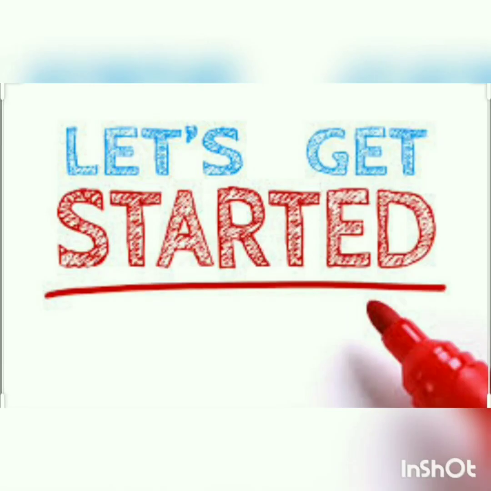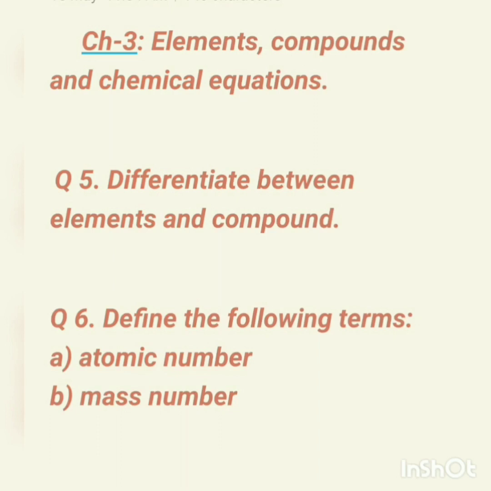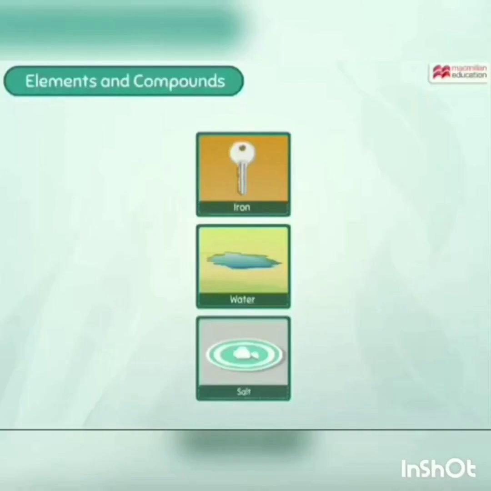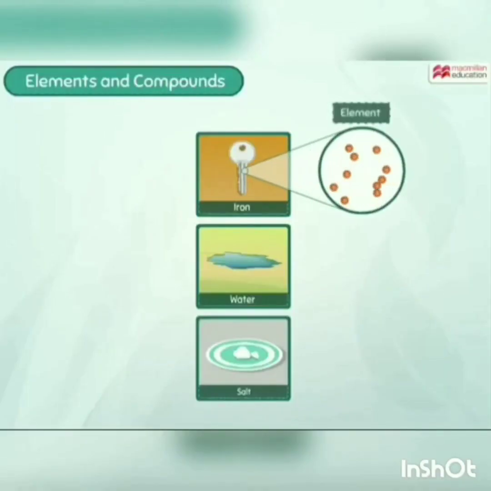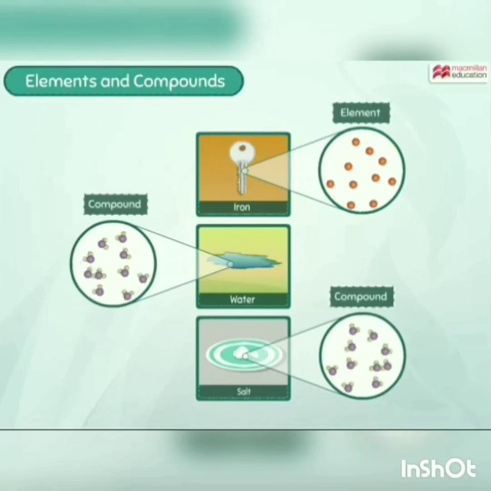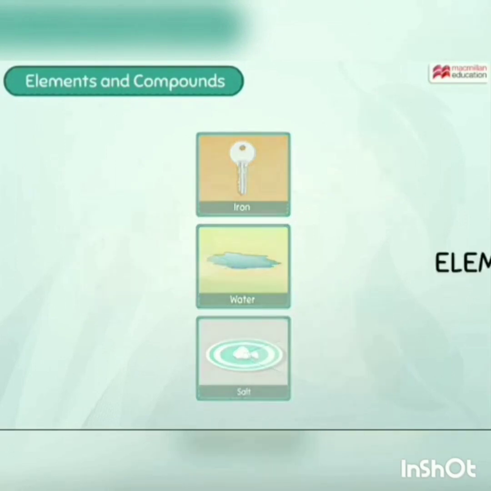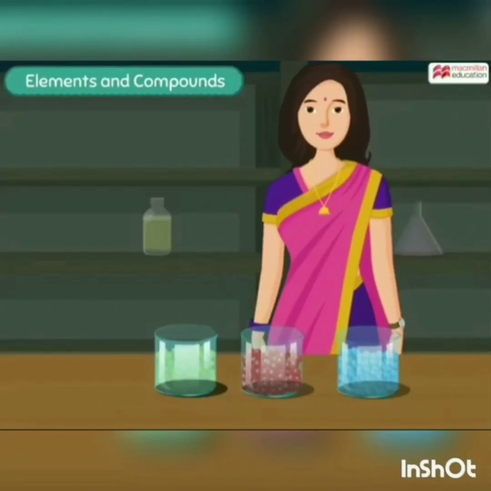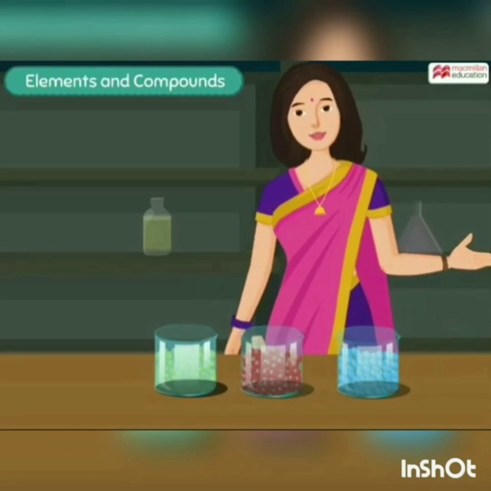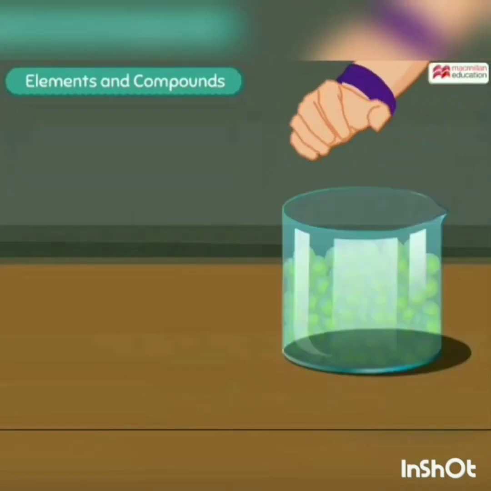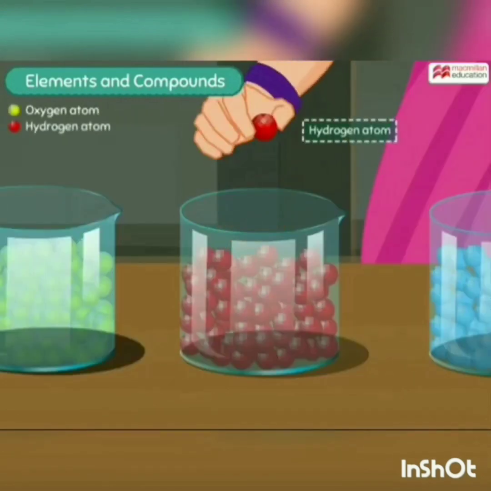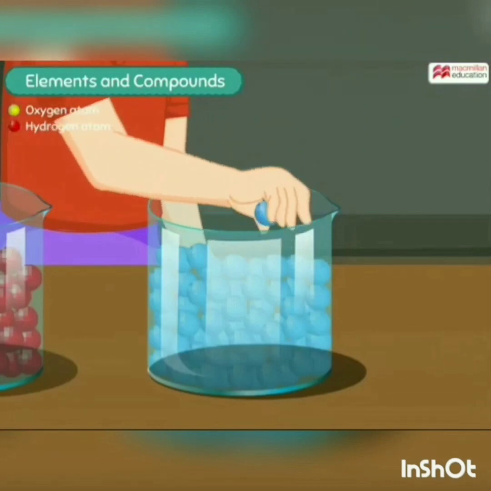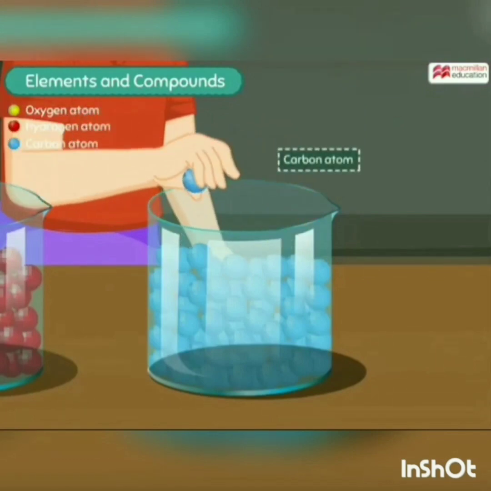So your first question for today is question number 5, differentiate between elements and compounds. As I told you earlier, molecules that make up matter can be classified as elements or compounds. Let us use some colored beads to understand how elements are different from compounds. Consider yellow beads as oxygen atoms, red beads as hydrogen atoms, and blue beads as carbon atoms.